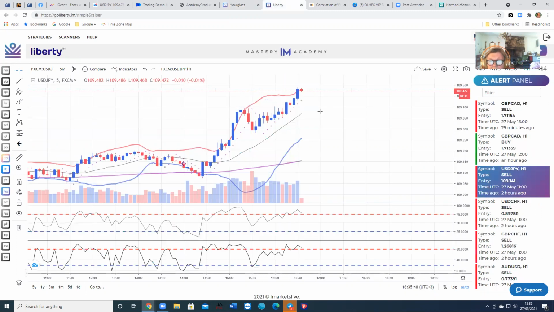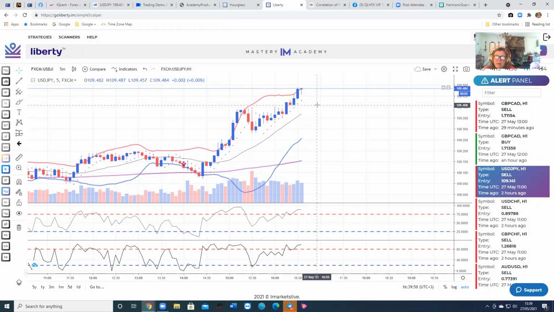And Liberty is doing what? Liberty is right up. It's just wicked up there. Oh, that bar's turned to blue. It's turned to blue with a wick off at the bottom. So the SARs are still underneath. So that is heavily trending upwards.